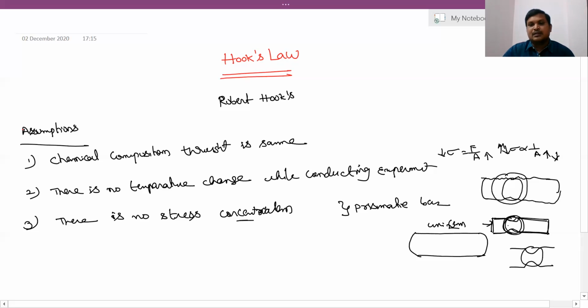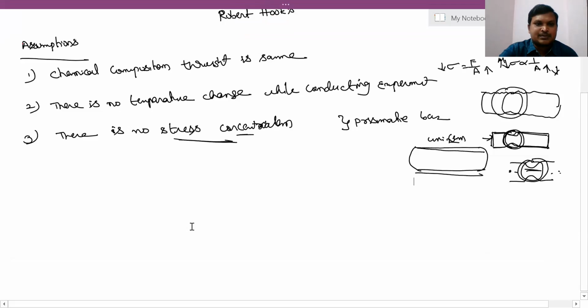So the material will fail first here. Even though the strength elsewhere is more than at the notch, the material will fail first in this area, because with lesser area, the stress is more concentrated. So the assumption is there is no stress concentration, which means we have to choose a uniform cross section prismatic bar. Is it clear? So this is our assumption.